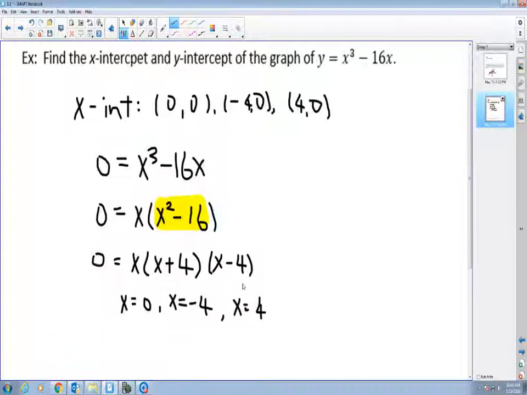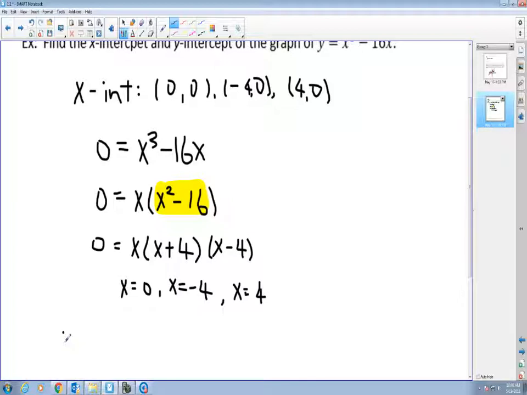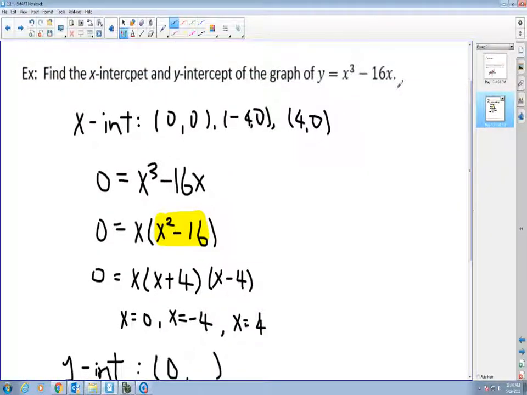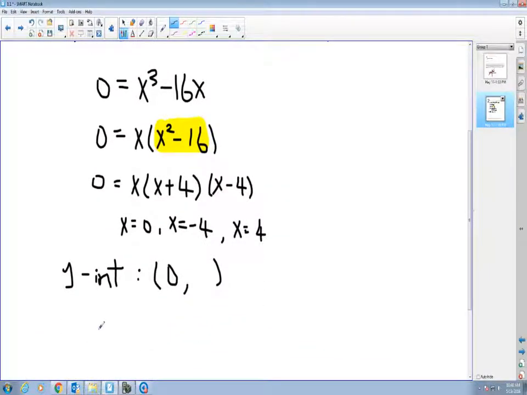All right, let's find the y-intercept for the same function. Y-intercept means find the y value when the x is equal to 0. So wherever I see an x, I substitute 0 in there. So that will be y equals 0 to the third minus 16 times 0. And I believe that will give me just 0. So my y-intercept is going to be (0, 0), located at the origin.